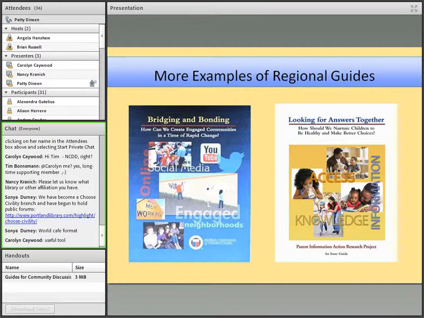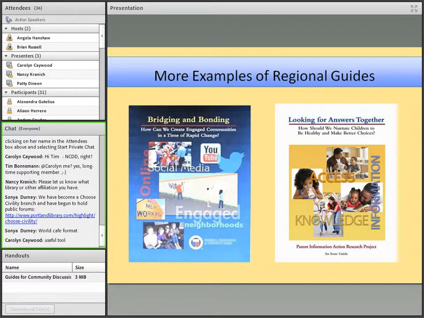These are very recent, just this year, of more locally produced issue guides. On the left, called Bridging and Bonding, was produced by the Greater Federation of Women's Clubs, and it's about concerns about healthy communities in the time of disruption by technology and television and so on, concern about communities being able to stay healthy and connected in other ways. And on the right is called Looking for Answers Together, and this is about nurturing children and families, and this was a statewide project in Connecticut. The issue guide was produced by the Graustein Memorial Fund, and they've made that available for anyone who'd like to use it also.